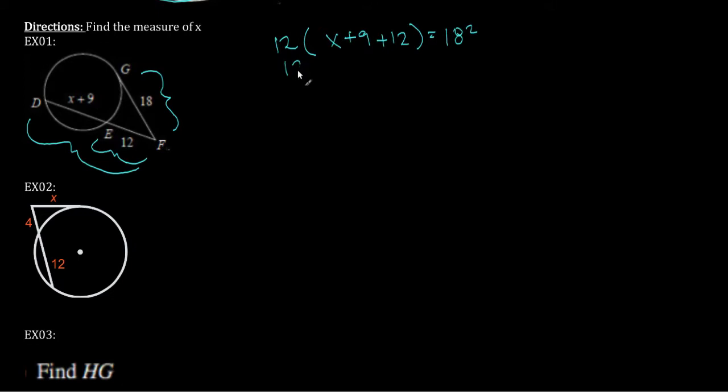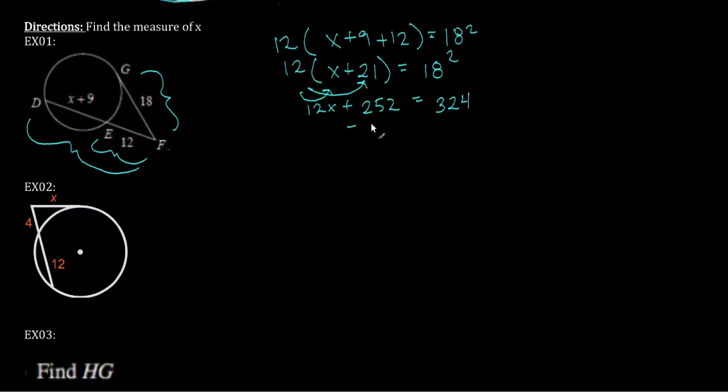So let's simplify this. 12 times x plus 21 should give me 18 squared. Okay, so let's rewrite this using the distributive property. 12 times x is 12x. 12 times 21 is 252. And 18 times 18, or 18 squared, is 324.